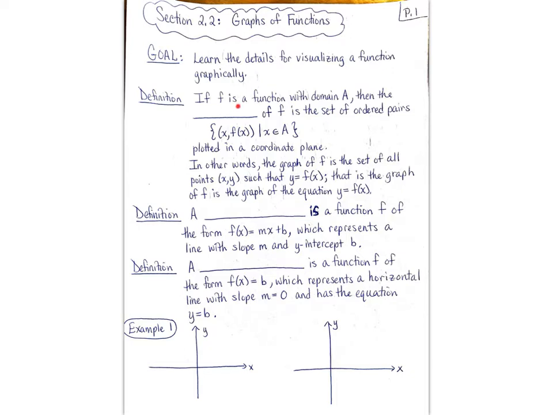If f is a function with domain A, then the graph of f is the set of ordered pairs, the set of all x comma f of x, such that x belongs to the set A. The graph of f is a set of ordered pairs that's plotted in a coordinate plane. In other words, the graph of f is the set of all points x, y, such that y is equal to f of x. That is, the graph of f is the graph of the equation y equals f of x.